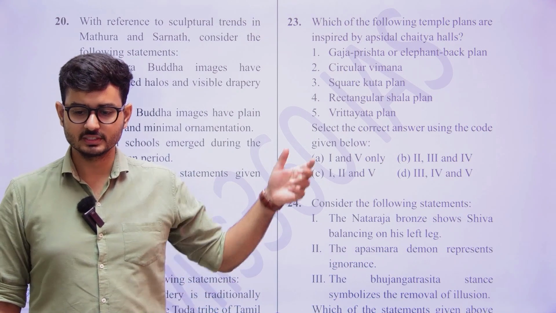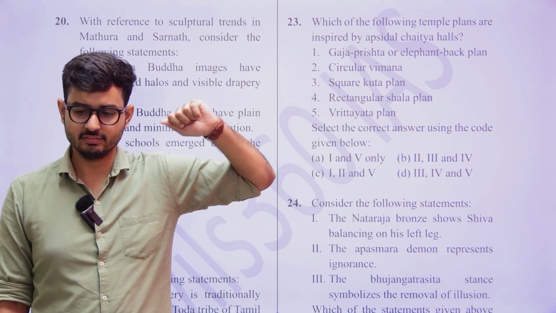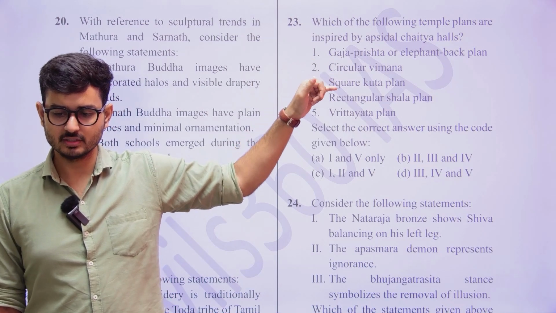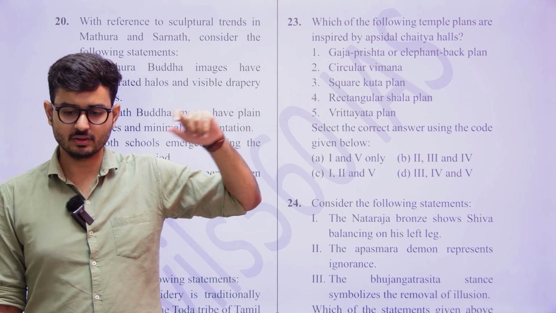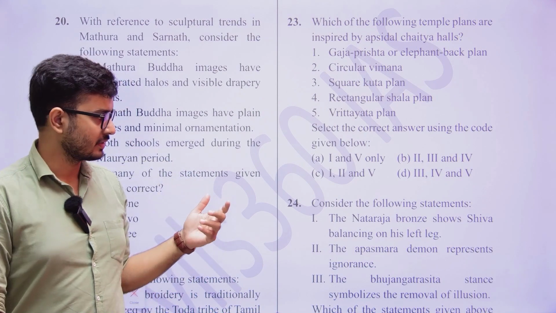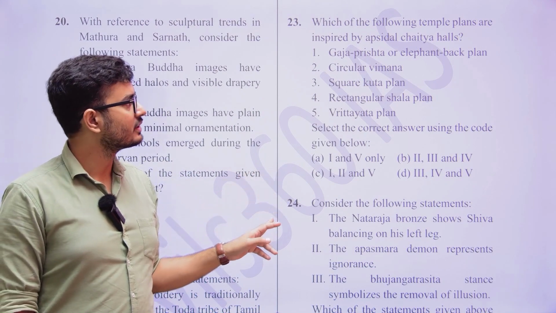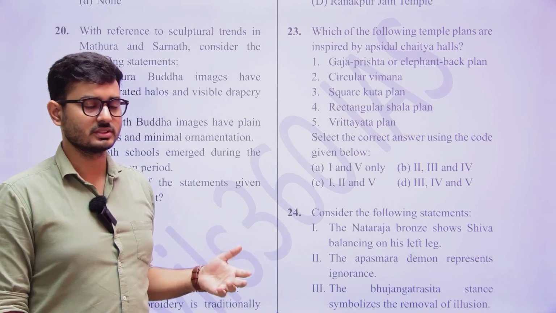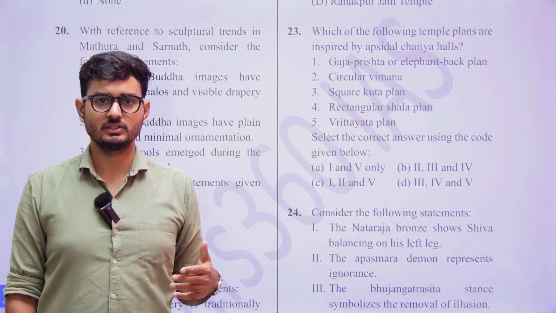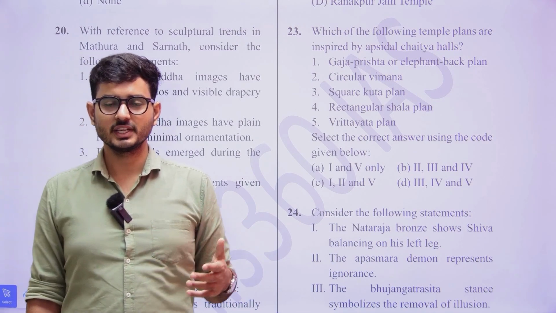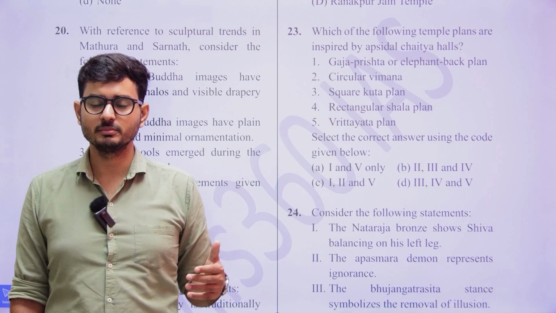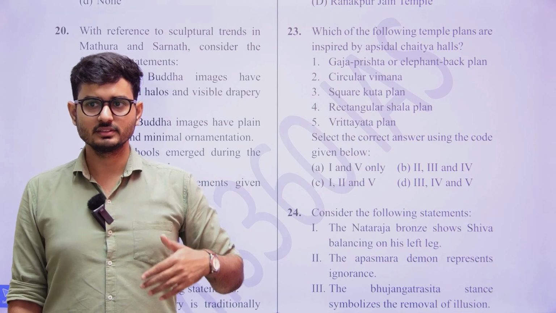So here what you can see is Gaja Prishta or the elephant back plan, circular Vimana, square Kota plan, rectangular Shala plan, or the Vritayata plan. Okay, so here apsidal Chaitya halls. Now see, when we talk about the Chaitya halls, the Chaityas are the Buddhist prayer halls.